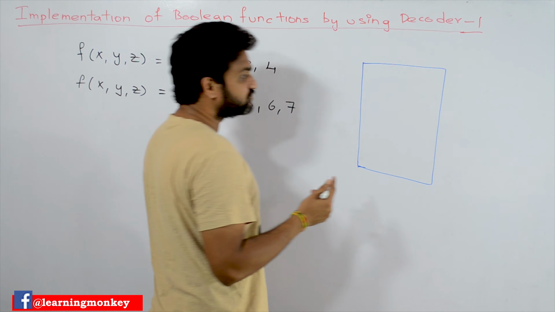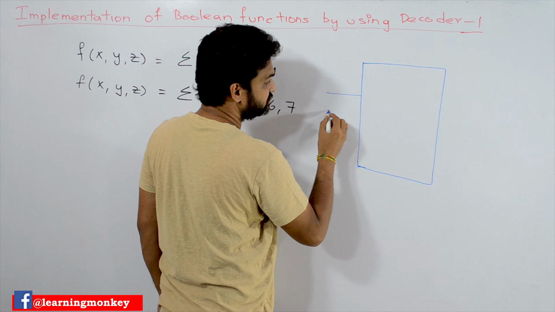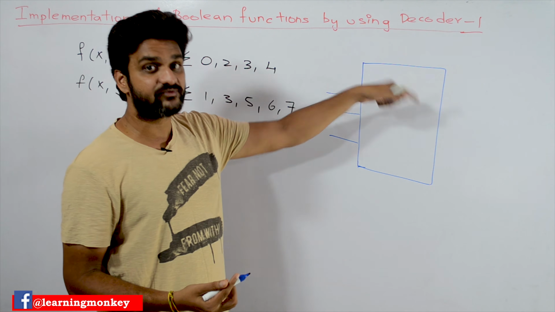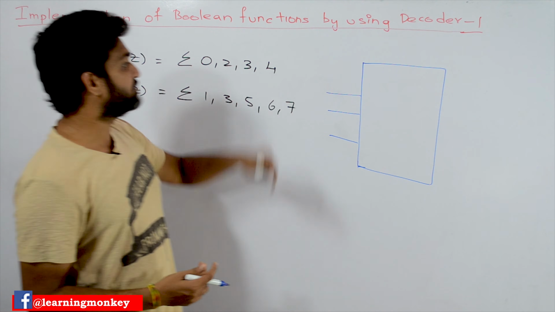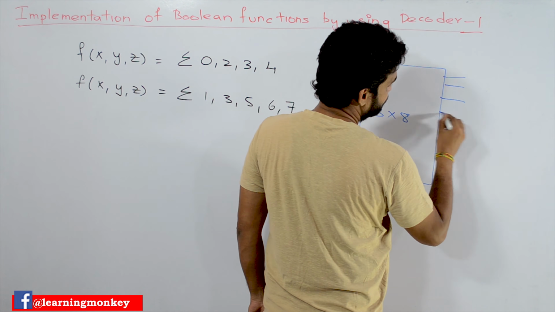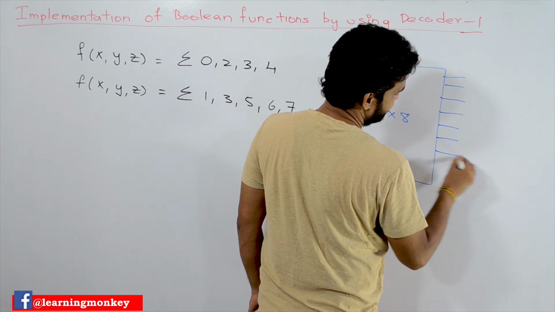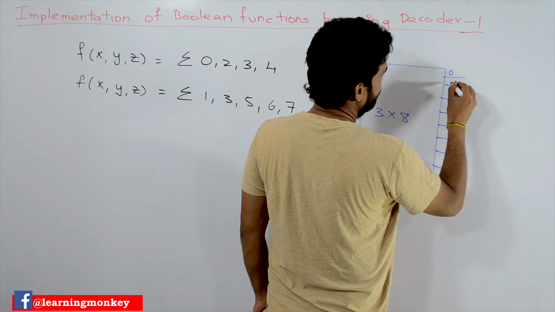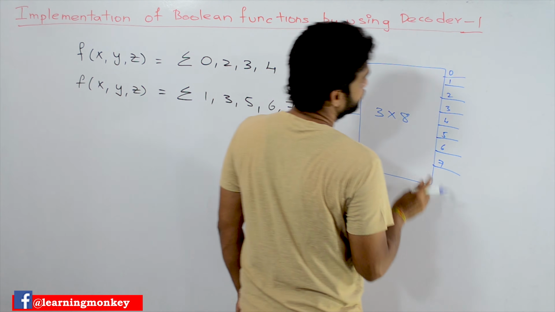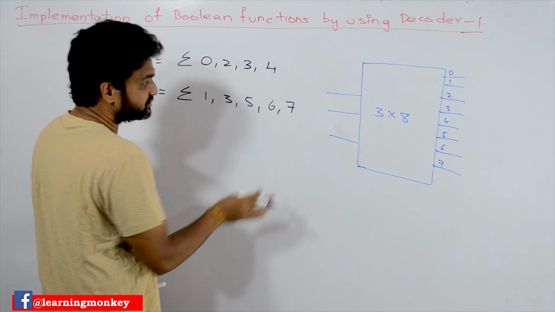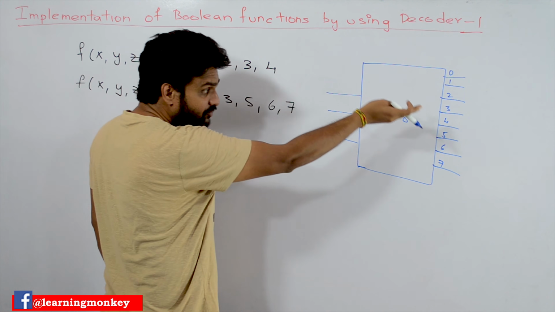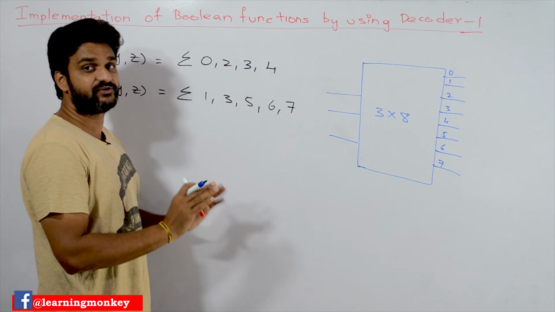One way to implement the functions is to use an OR gate along with the decoder. It is a 3 by 8 decoder, so the number of outputs is going to be 8, and these output values are 0, 1, 2, 3, 4, 5, 6, 7. Based upon the input that we give, those outputs will get selected. That is the principle of a decoder, right?